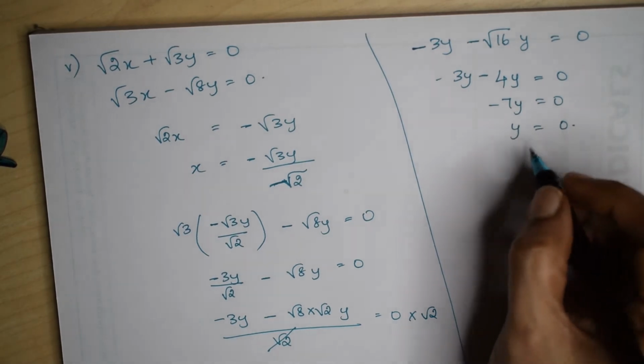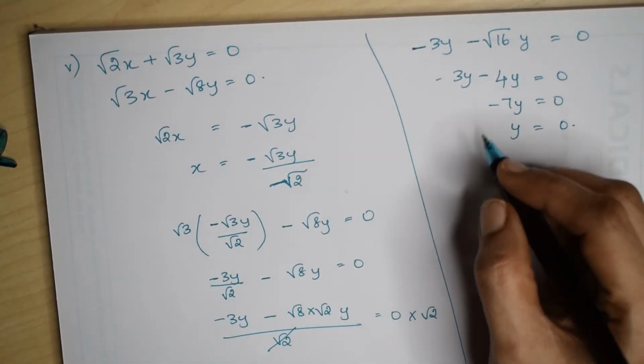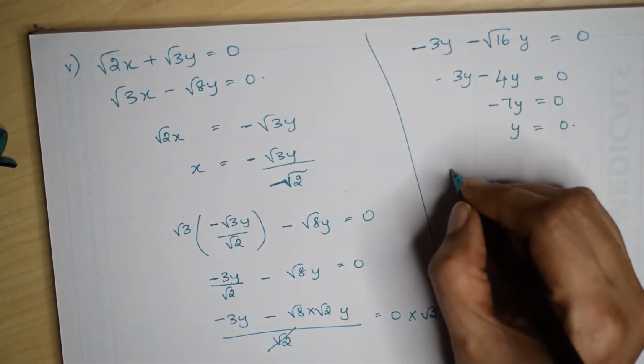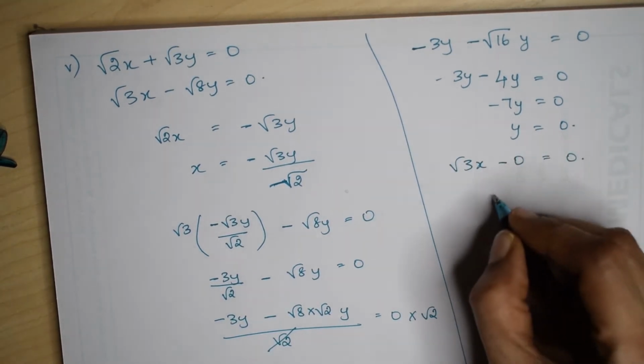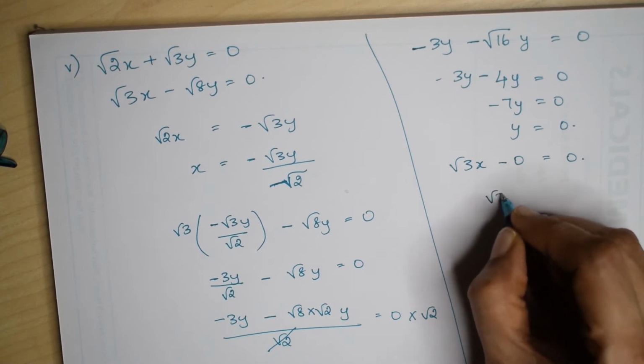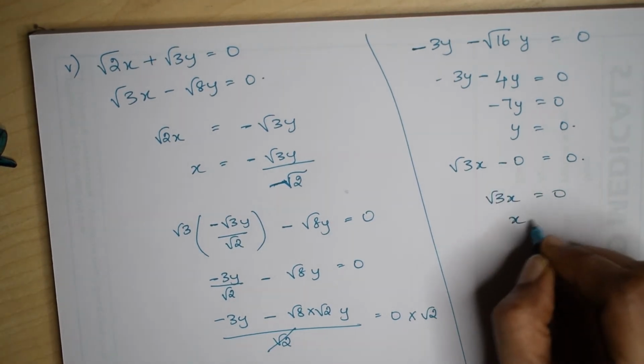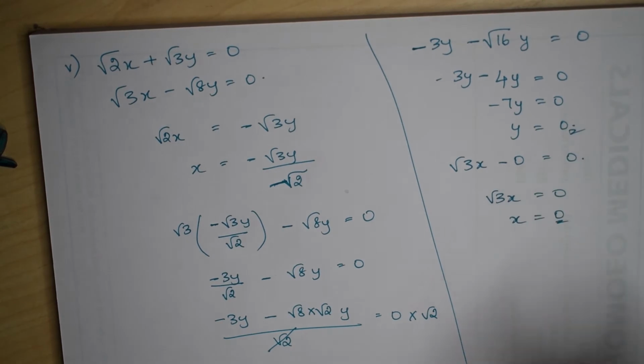I use this y is equal to 0 in any of the equations. I am using it in the second equation again. So 3x minus 0 is equal to 0. So square root of 3x is equal to 0, x is equal to 0. So I have got the values as x is equal to 0 and y is equal to 0. Okay. This is how we do whenever we have a square root in the equation, this is how we solve it.